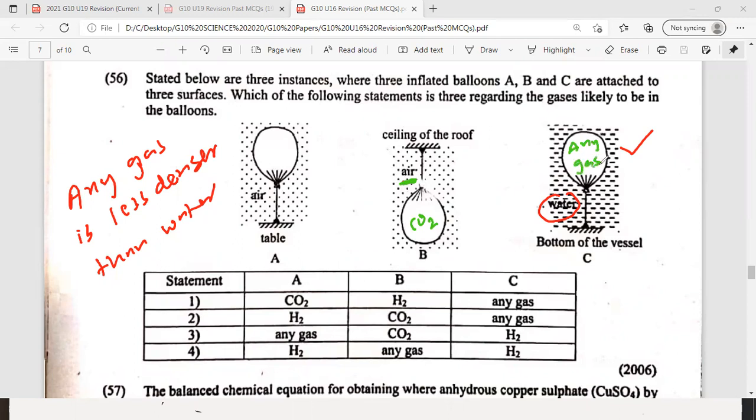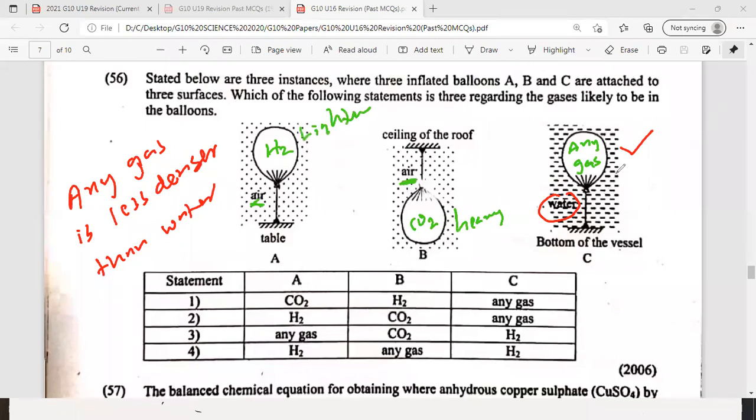Because it's water, with any gas the balloon is pointed upward if you attach it to the bottom of the container, because any gas is less dense than water. So here it will be a lighter gas. Why is it pointed up? Air is here, so it's light in weight. A heavier gas, carbon dioxide, is heavy. Here a light gas, lighter. Here it can be any gas.